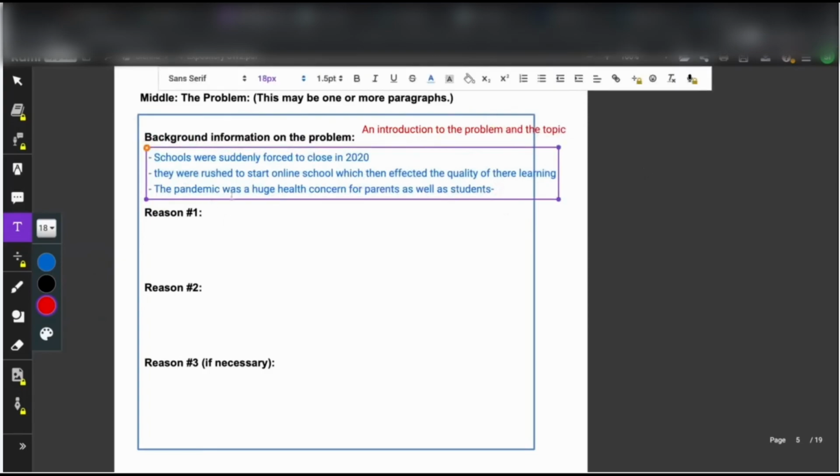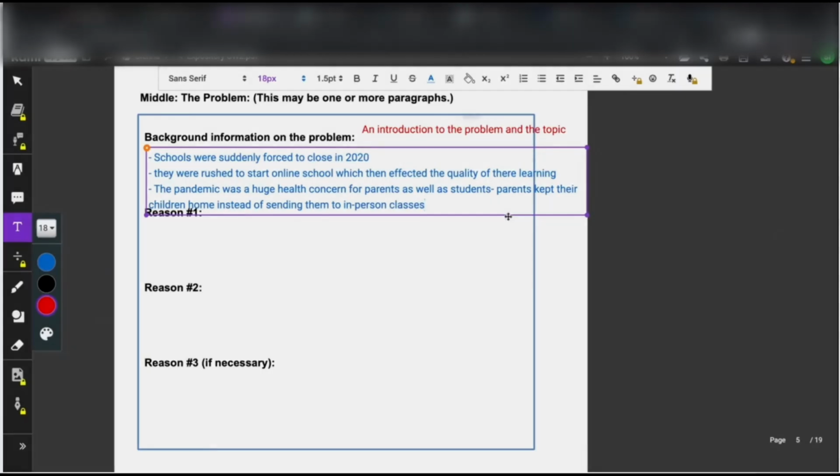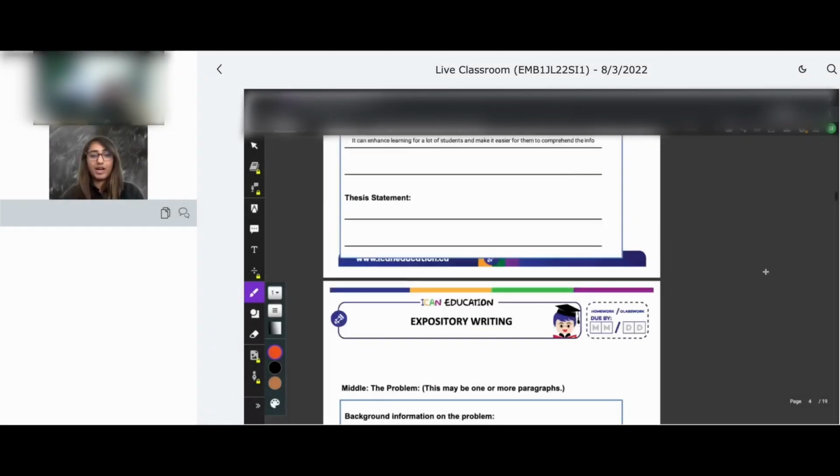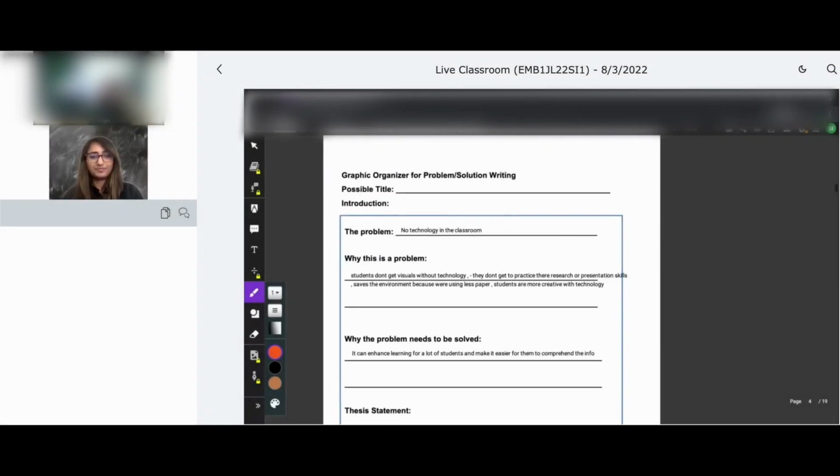I just want to add a point here. It was a huge health concern. That is correct. But what does that have to do with education? Some of the parents kept their students home from going in person. Okay, sure. We were working on technology in the classroom.